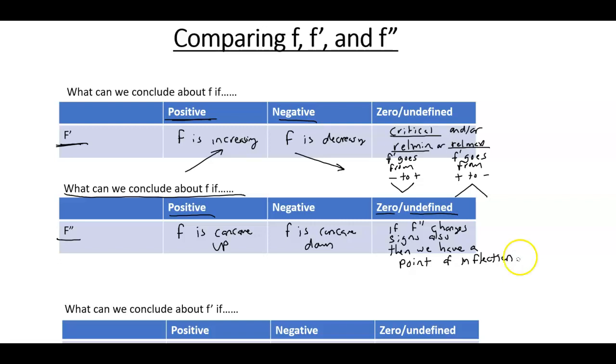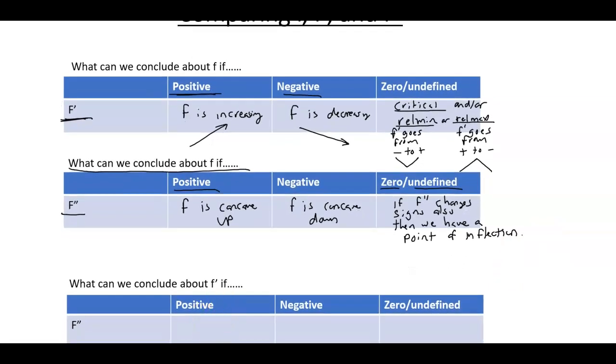All right, let's move on down to the last chart that we have here. Notice the chart looks the same as this one, but the question is different. What can we conclude about f prime? Not f, but what can we conclude about f prime if f double prime is positive? Well, I got news for you guys. If I'm asking what can I conclude about f prime based on f double prime being positive or negative or 0, that's really the same thing as this chart up here.